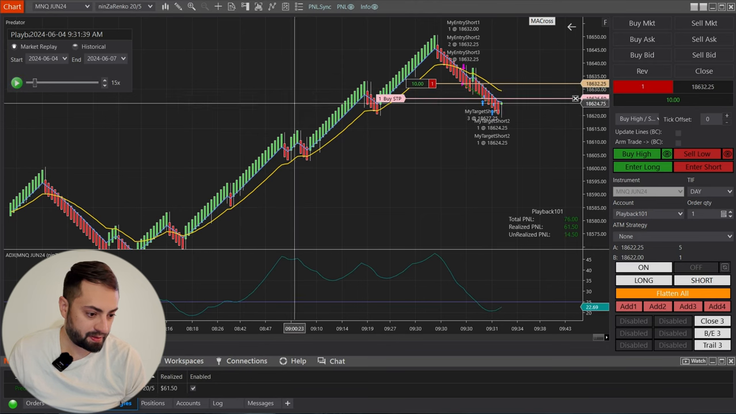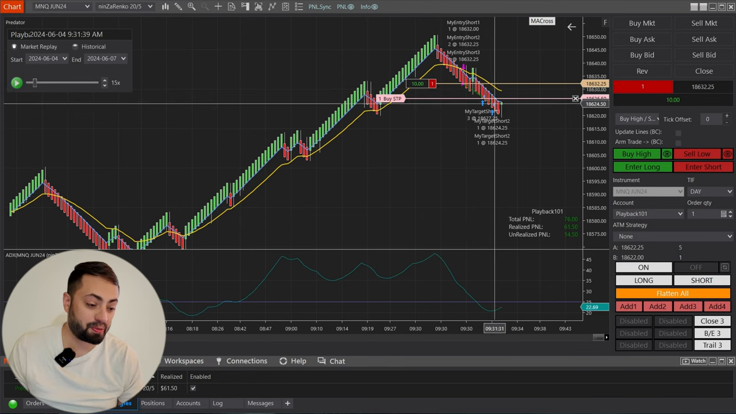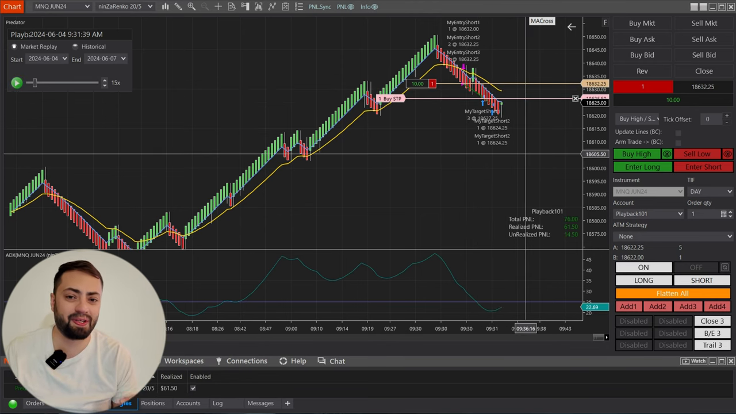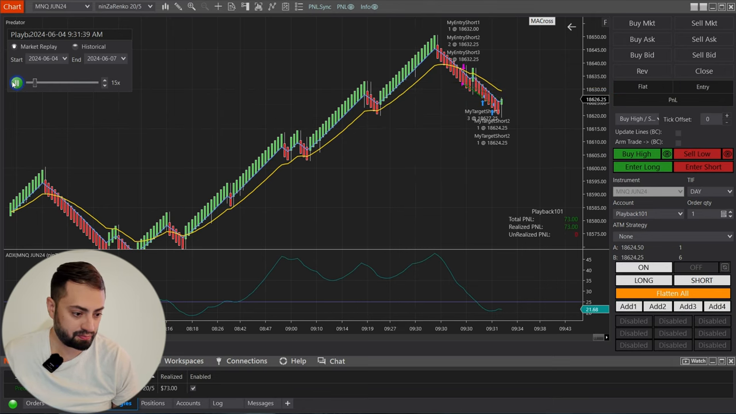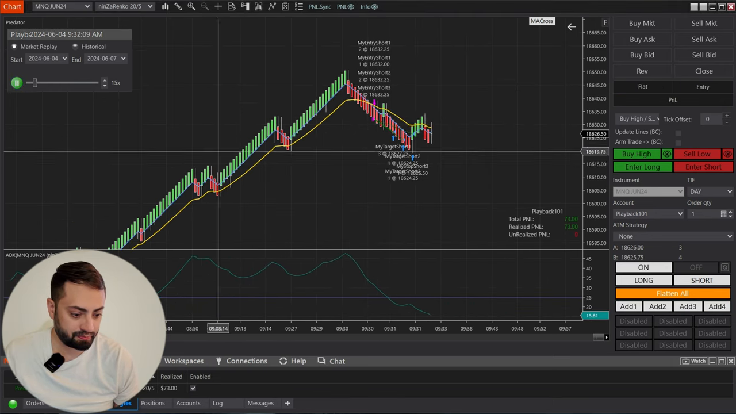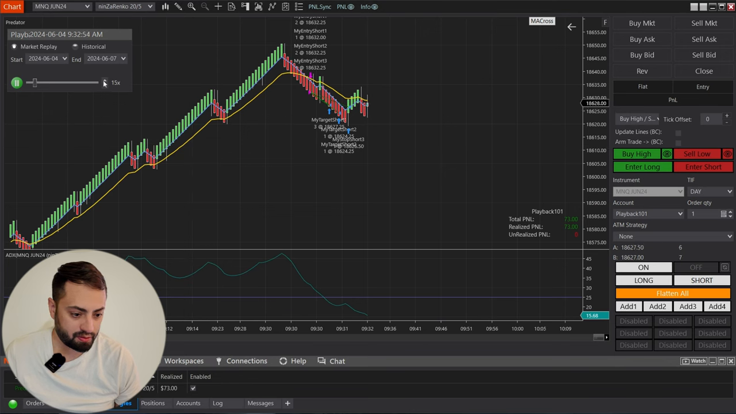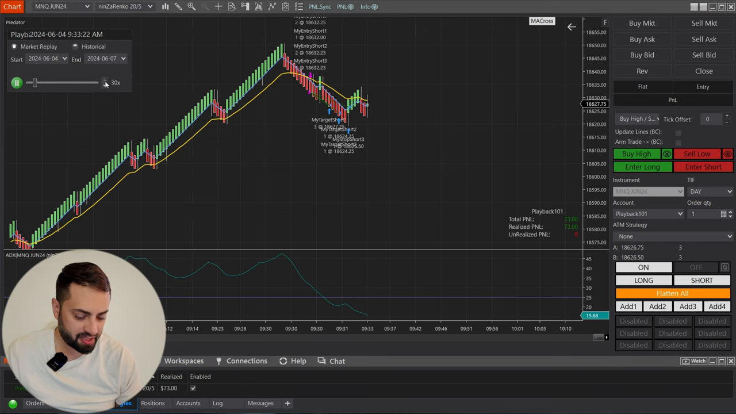Order filled. So we hit our first two profit targets and we're just trailing the last remaining runner. Order filled. So we just got stopped out. That's okay. We'll keep going.